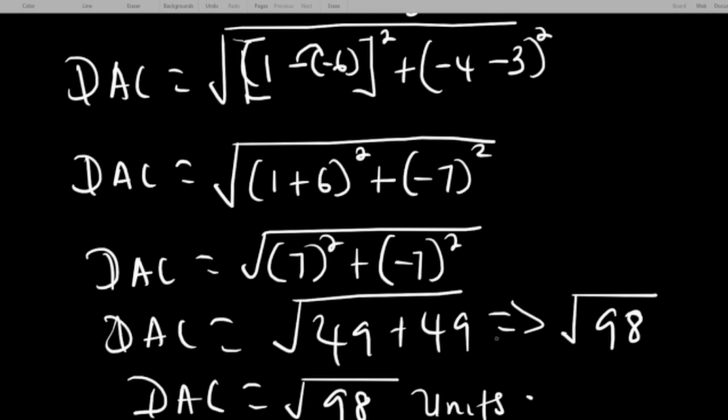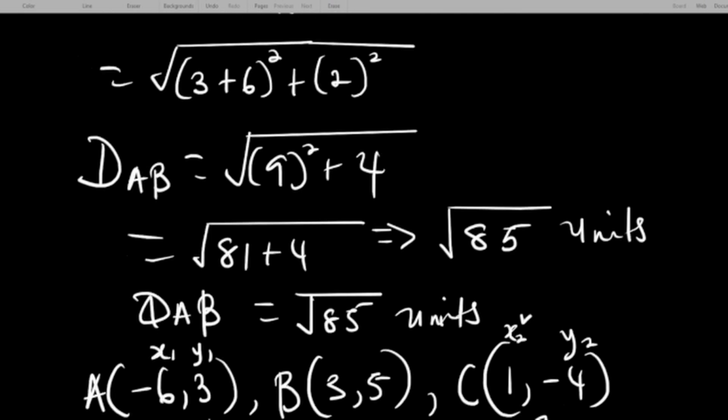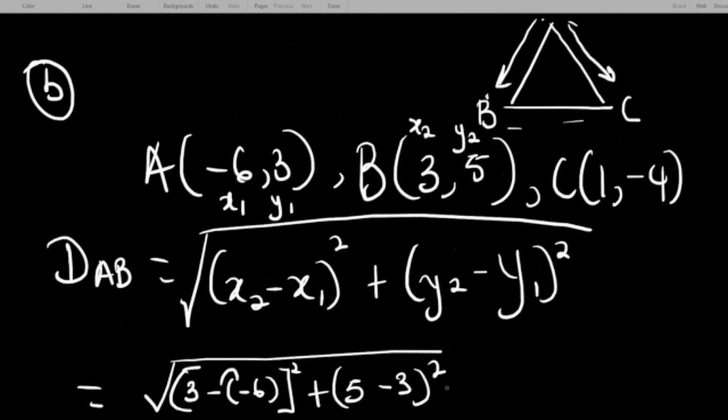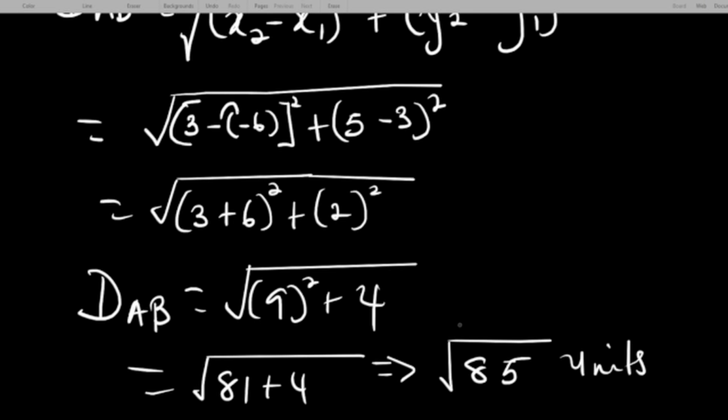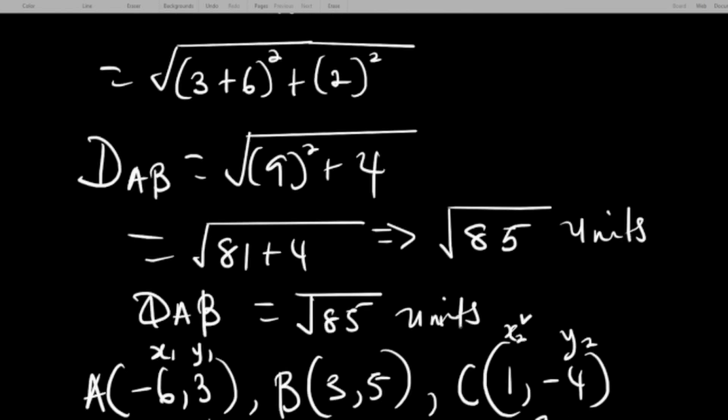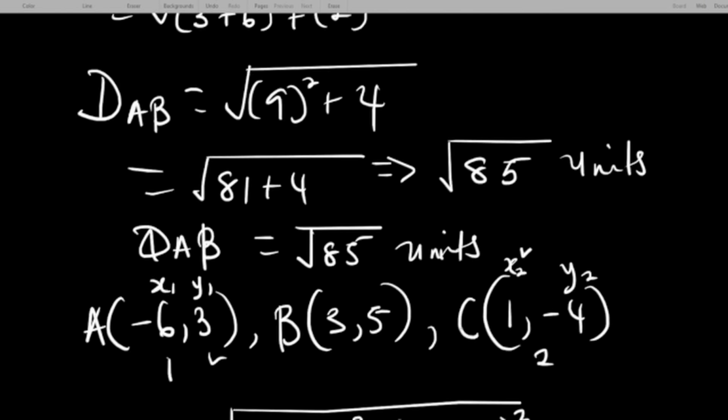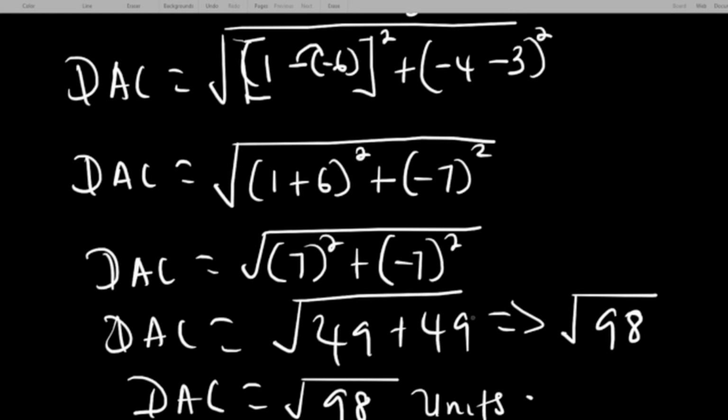Okay, now we found distance AB to be root 85. That was what we found. And then we found distance AC to be root 98. So let's go ahead and find distance BC.